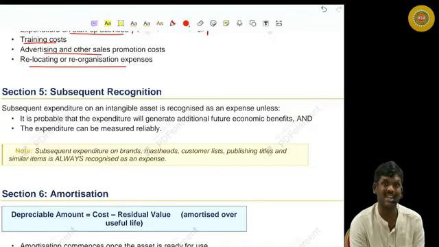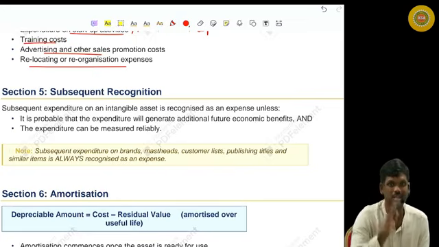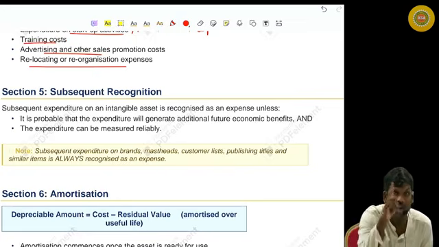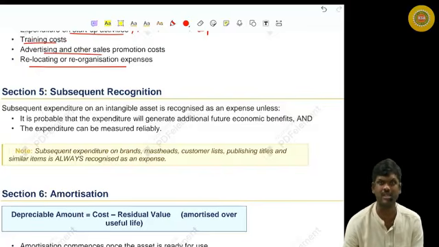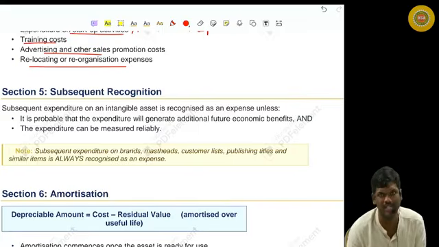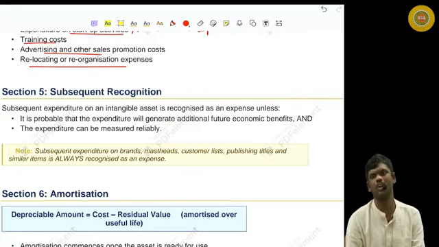Subsequently, what can I do, sir? Like AS10, we have the cost model or the revaluation model. Do we have that option here also, sir? AS26 says no revaluation model, only the cost model. Remember, AS26 does not allow revaluation of an intangible asset. You cannot revalue an intangible asset. It should be carried only at the cost model.